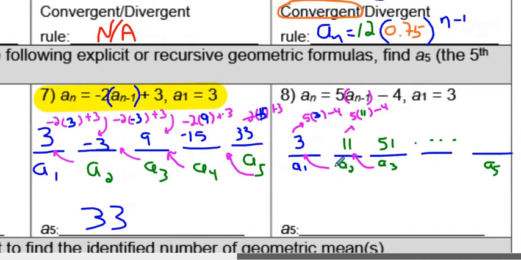And same thing over here. If I'm going to do this one, again, I just think of this thing as being in parentheses. So A1 I write down. To go to A2, I put 3 into here. 5 times 3 minus 4 is 11. To find A3, I put 11 in. 5 times 11 is 55, minus 4 is 51, and I keep going.